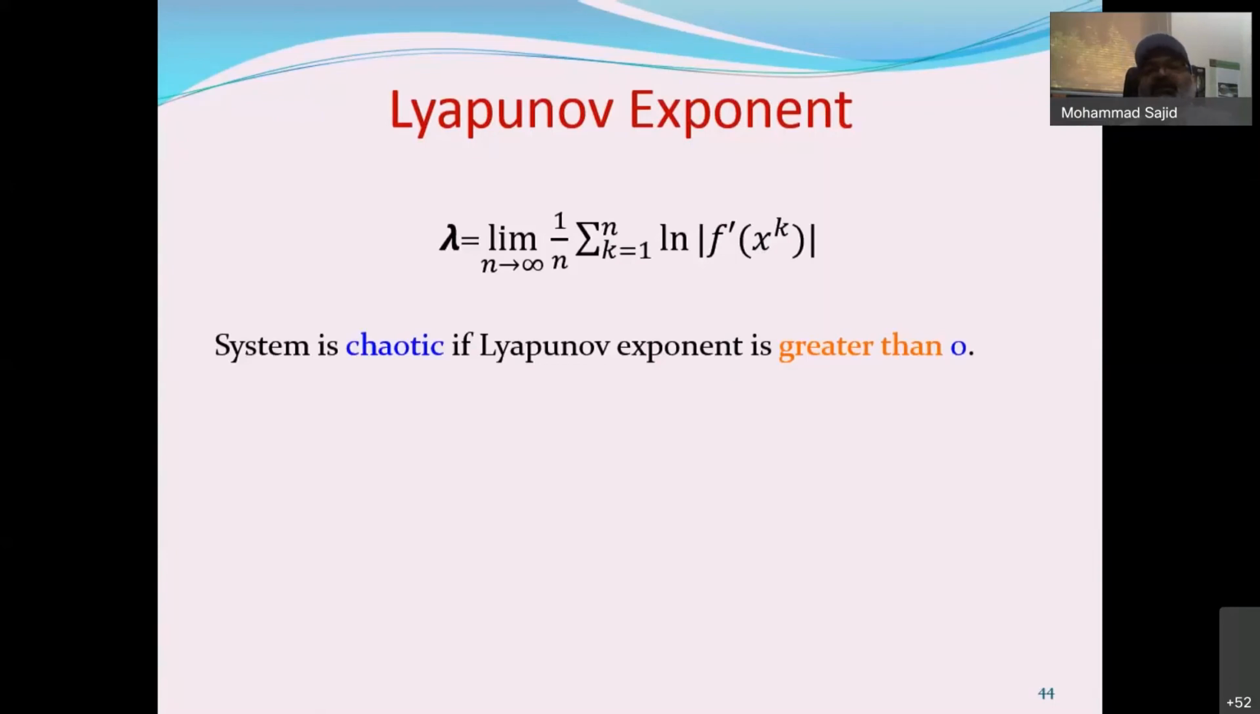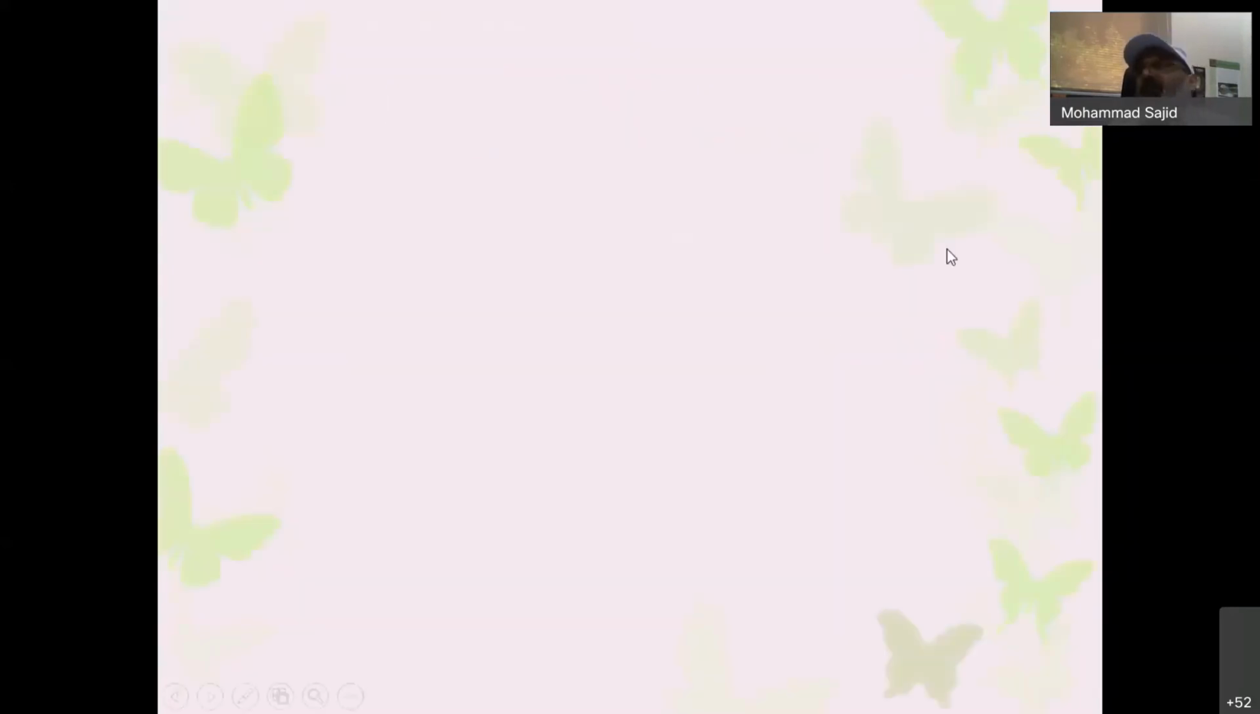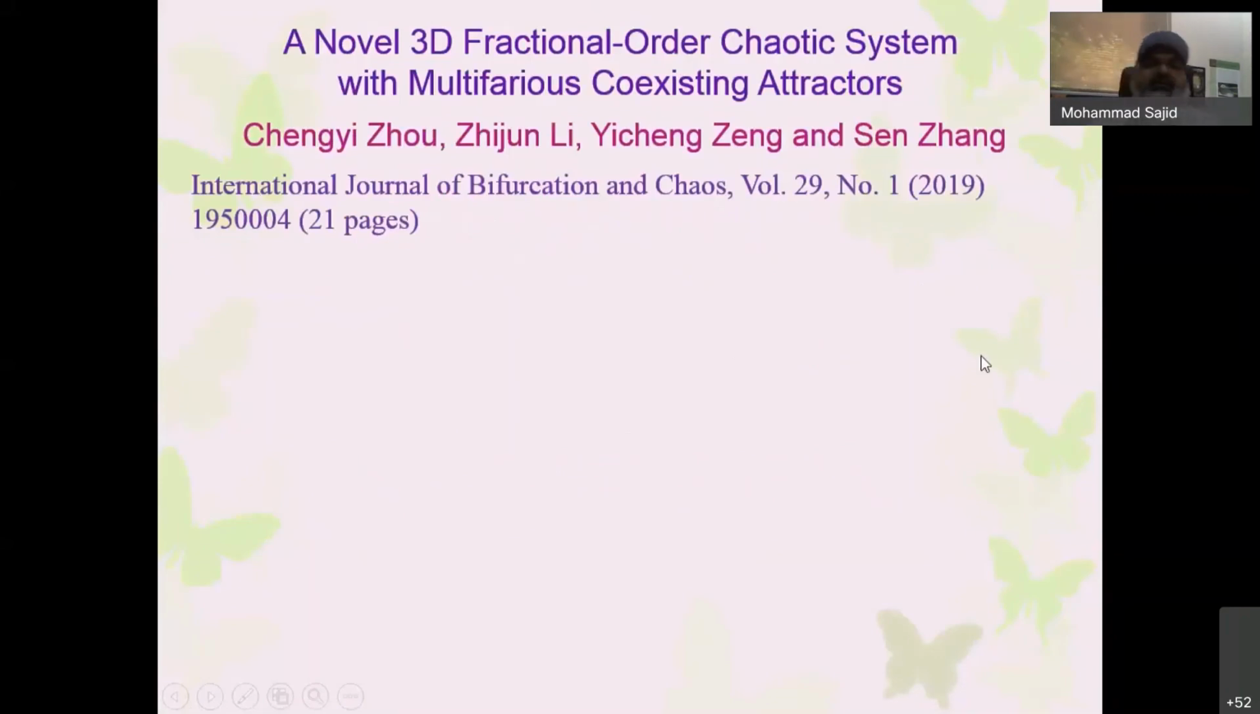I already showed this. So, a novel 3D fractional order system. Nowadays we see fractional order systems and a lot of things associated with fractional calculus going on. So we have fractional order. A novel 3D fractional order chaotic system with multifarious coexisting aspects. So we also have a fractional order differential equation, and inside that we also have Q and fractals.